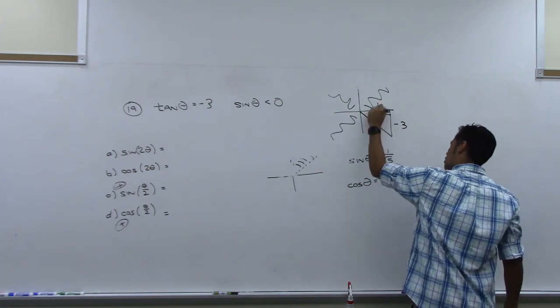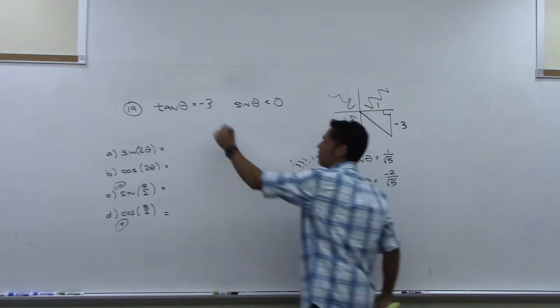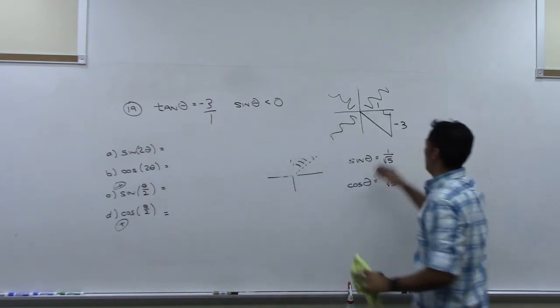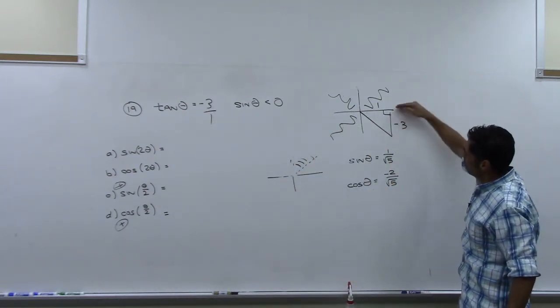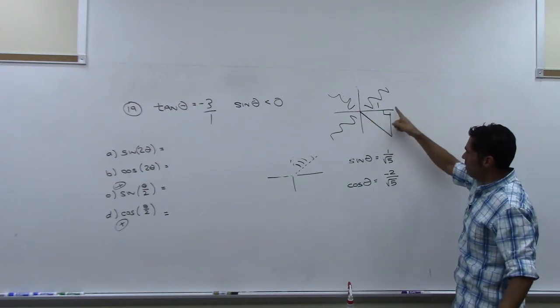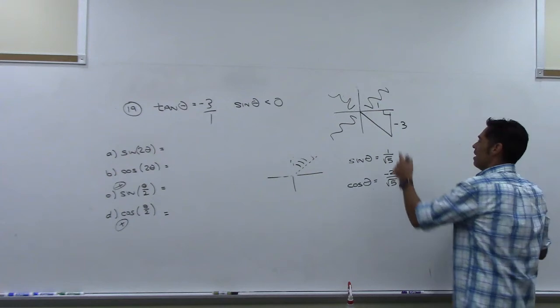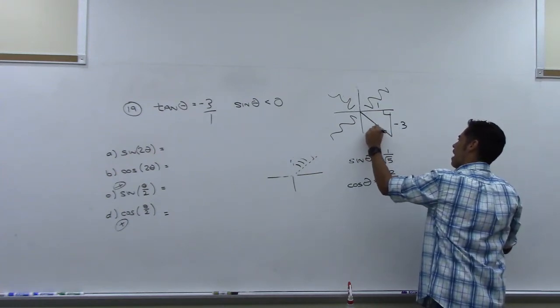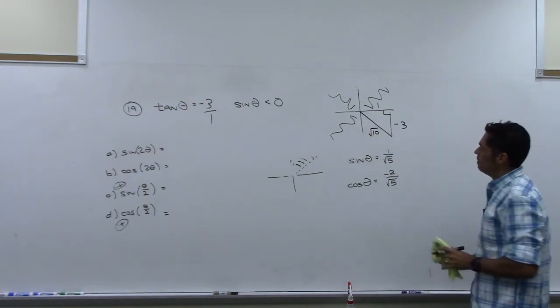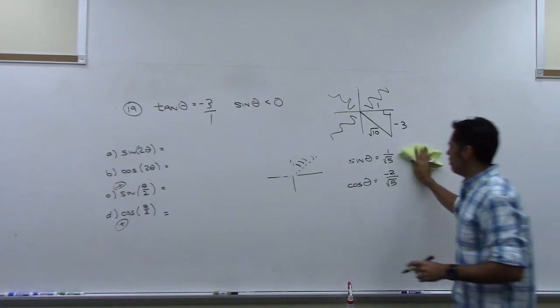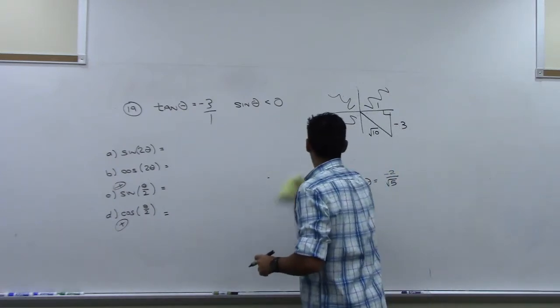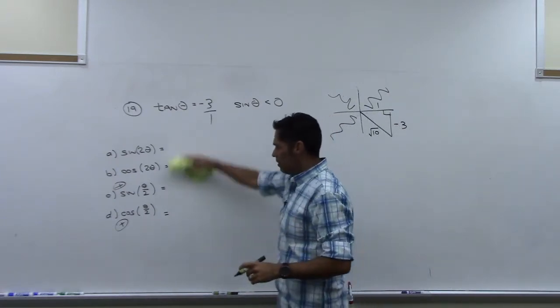Tangent is opposite over adjacent. So I'm looking at -3 as being -3 over 1. The -3 needs to go here because we went down 3, and then to the right 1 is +1. So this matches up with that information. You can get this side by the Pythagorean theorem. This should be √10. Now you have everything you need in order to determine all of these.